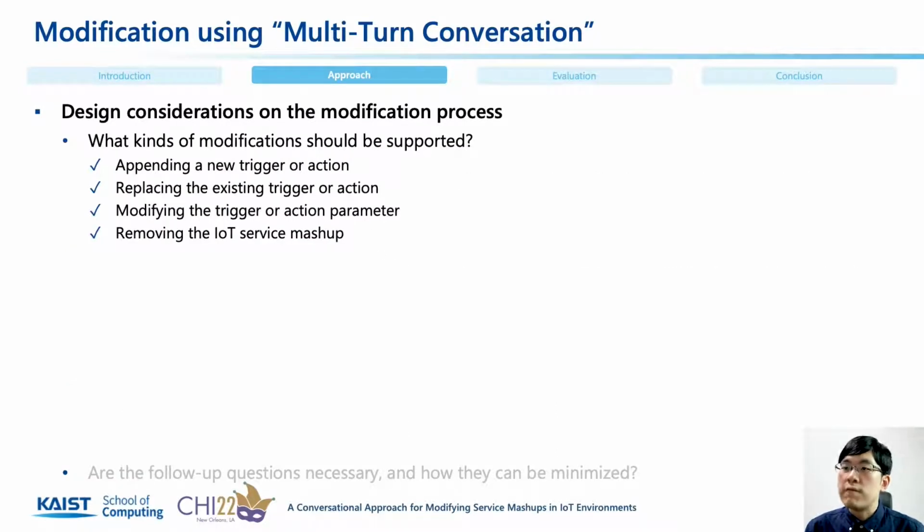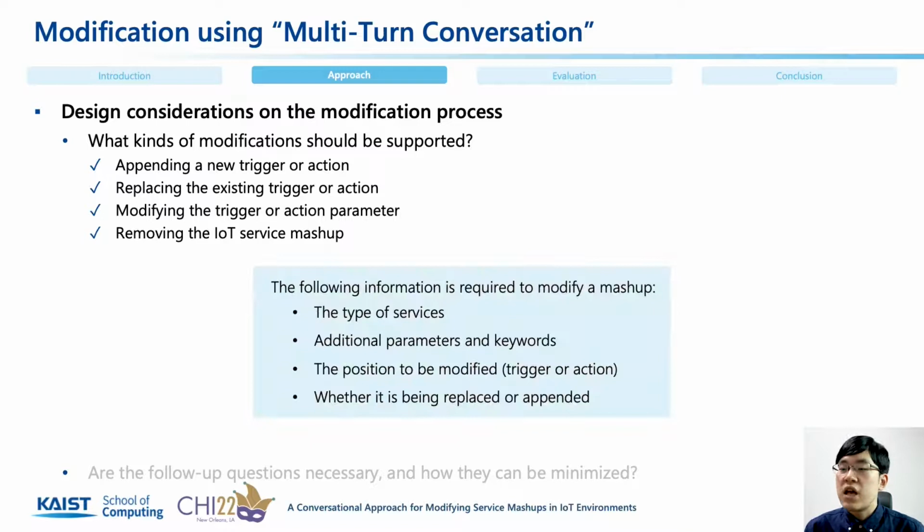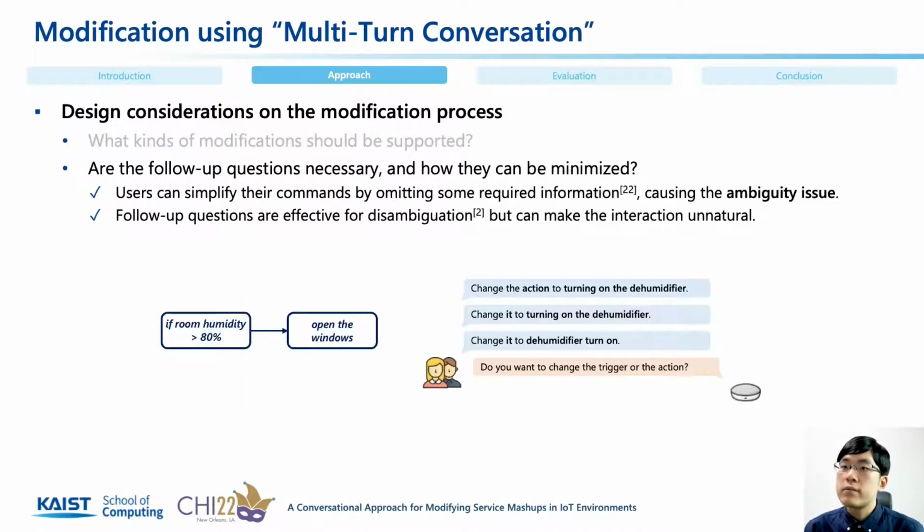For the types of modifications, we identify 4 main categories. That is, users can append, replace, modify, or remove a trigger or an action component. From these categories, we found that these 4 pieces of information are required: the type of services, the additional keywords, the position to be modified, and whether it is being replaced or appended.